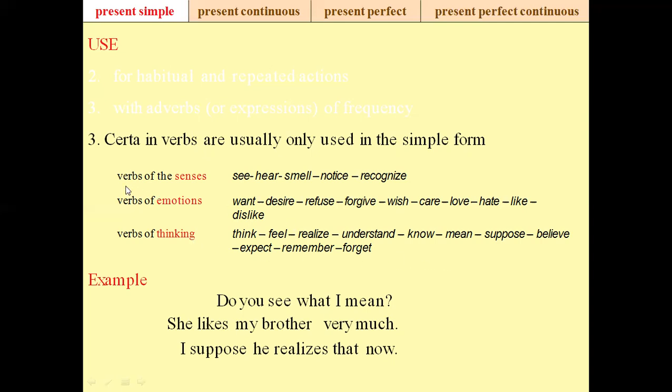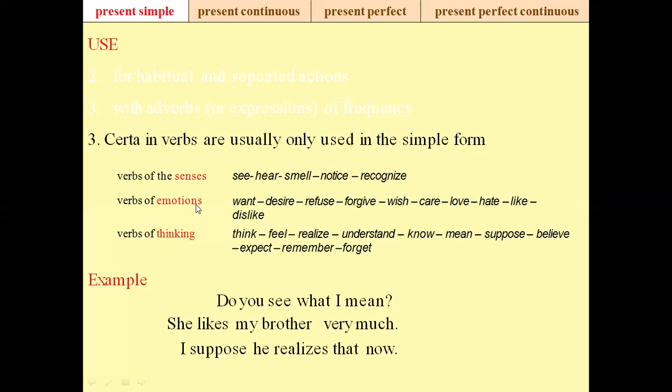First is the verbs of the senses. Senses means we have five senses. So the verbs which describe our senses, we can use only in the simple present tense. See here: see is one kind of that verb. Hear, smell, notice, recognize. So these are the verbs of senses, by which we can sense anything.